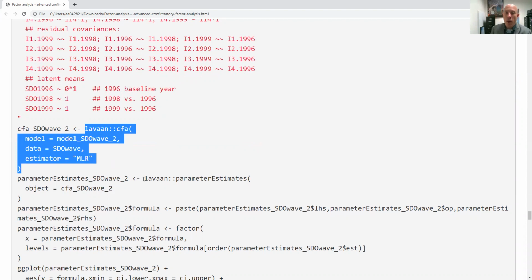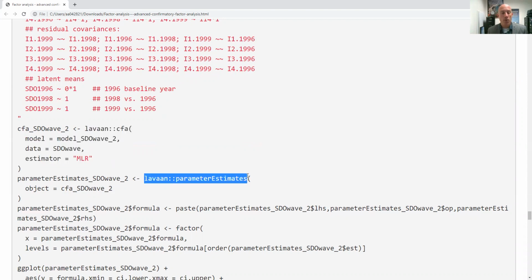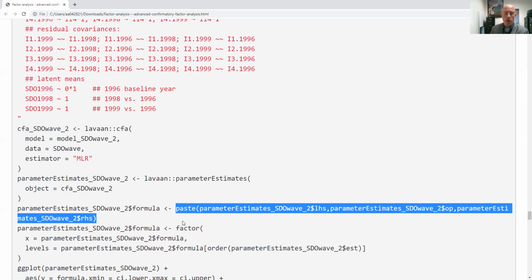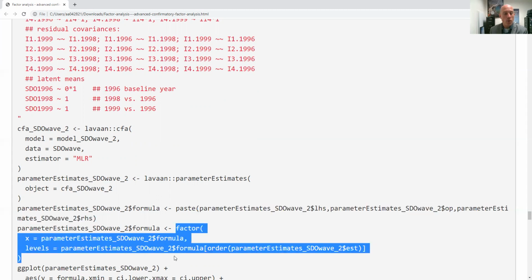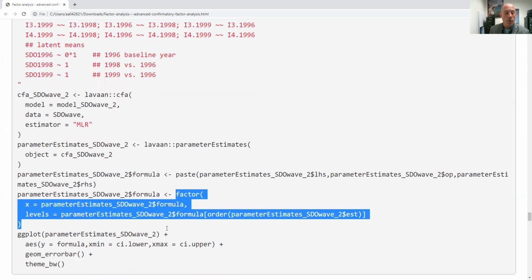And so once again, I want to take a look at the confidence intervals. So let's go ahead and get the parameter estimates, which will give me the confidence intervals, but it's not quite in the format that I want for the purpose of ggplot. So I'm going to do exactly what I did before of getting the formula for each row into one column. And then I'm going to sort those rows, those formulas, by the parameter estimates. That way it's easier for me to interpret what's going on with the confidence intervals.